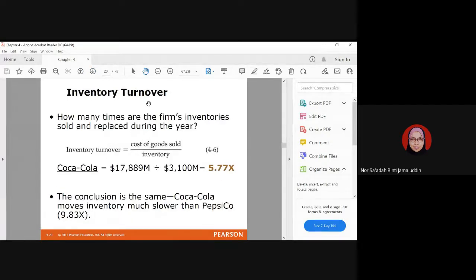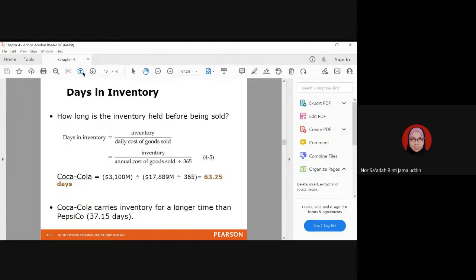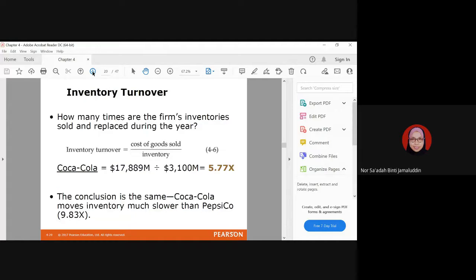Alright, now inventory turnover. How many times is the firm's inventory sold and replaced during the year? Berapa kali? Okay, tadi berapa lama? Before this was how long inventory is held before being sold. So this one is how many times the firm's inventory is sold and replaced during the year. Berapa kali firma punya inventory tu dijual dan diganti? Berapa kali dalam setahun? So Coca-Cola 5.77 times a year, but Pepsi 9.83 times a year.